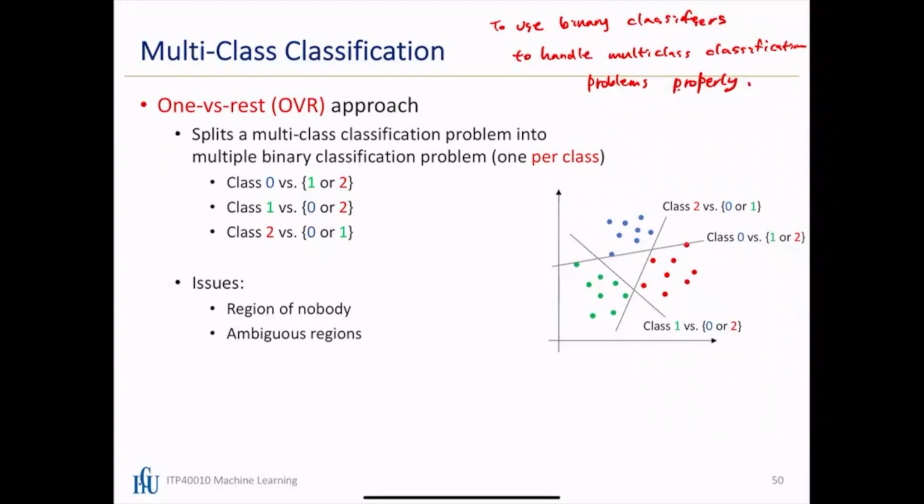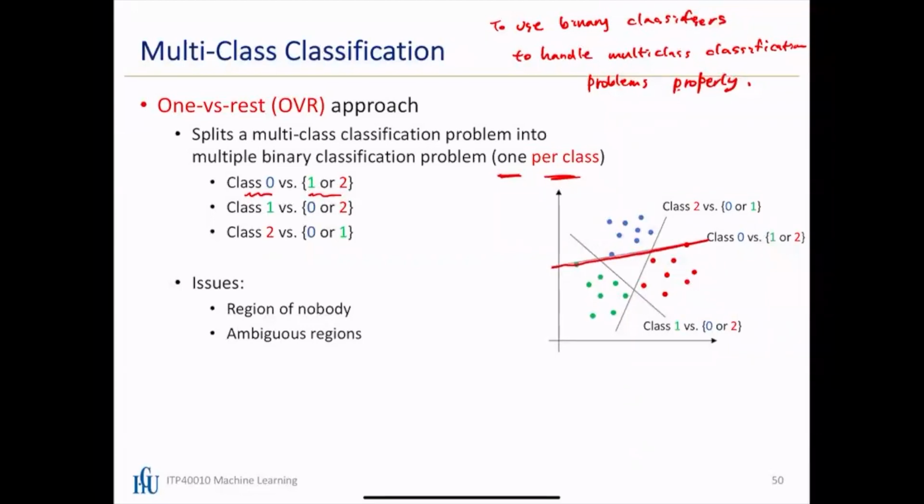And the first approach, the one versus rest approach, here we split a multi-class classification problem into multiple binary classification problems. So we want to build one model for one class. Basically we are building a classifier determining class 0 or class 1 or 2. So we want to build a model that draws this line, class 0 and the rest.